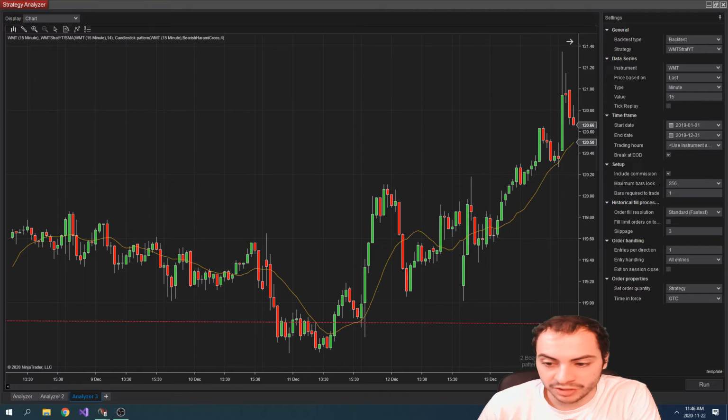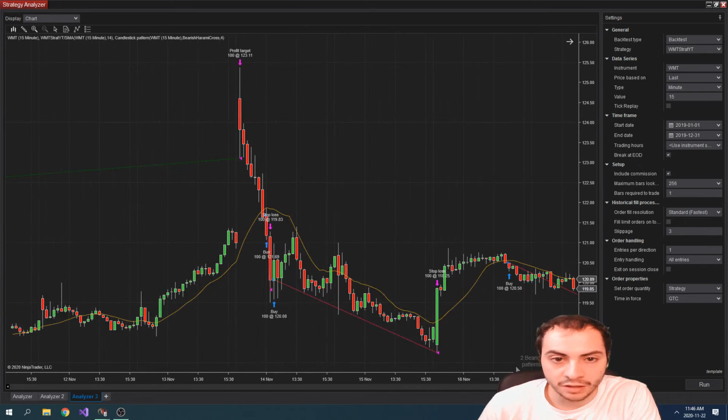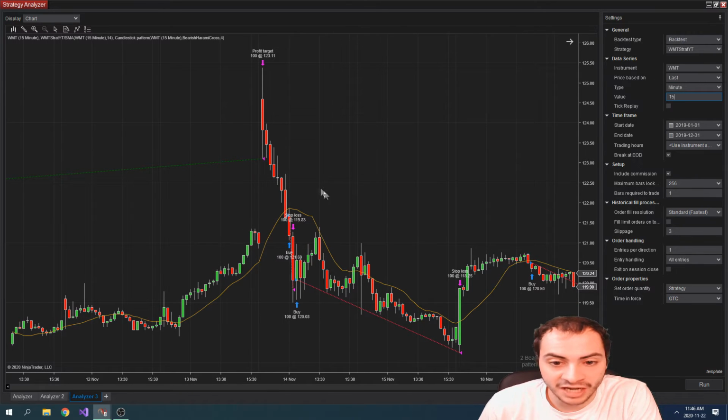So let's look at some of the trades here. And this trades on 15 minutes. So once again, you can see all these strategies trade on different time frames, right, to reduce the correlation as much as possible. So SPY was on 30, Tesla was on 60, Walmart's on 15. So anytime for this strategy, it goes long if the close price crosses above the SMA.